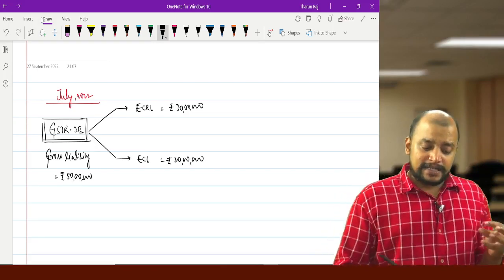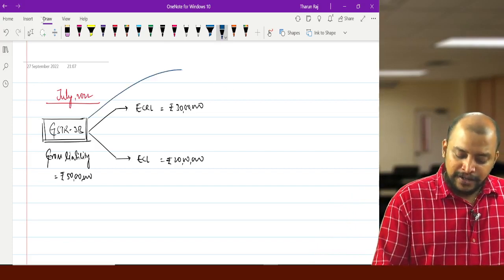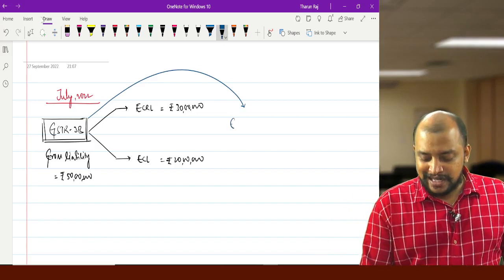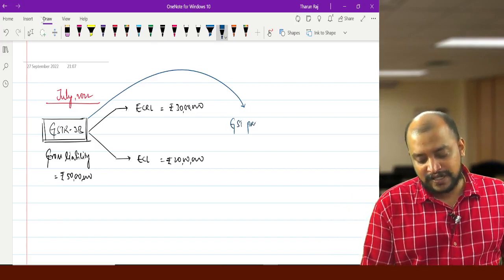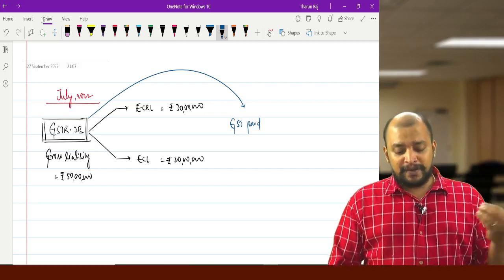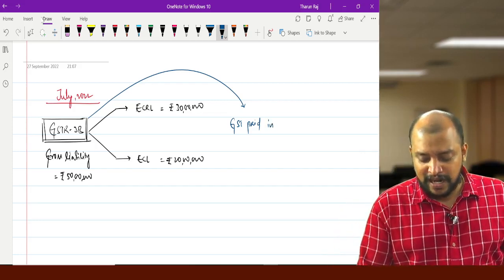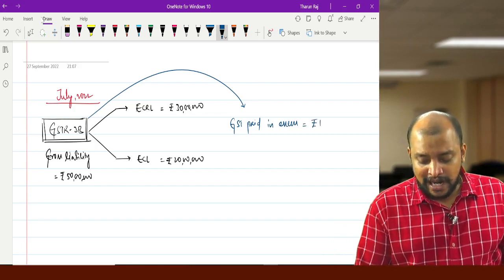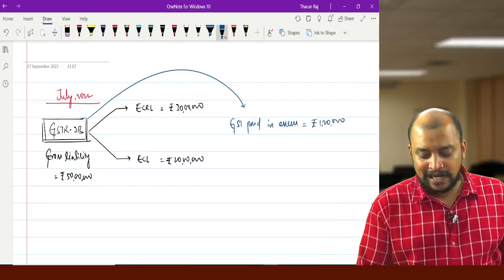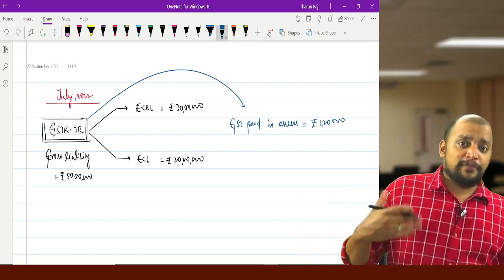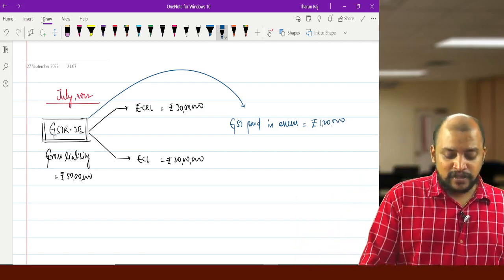Now in this GSTR 3B, what has happened? We have paid some tax in excess. GST paid in excess for this period, with respect to one invoice. How much? Say 1,20,000 we paid in excess, and that has been paid this way.